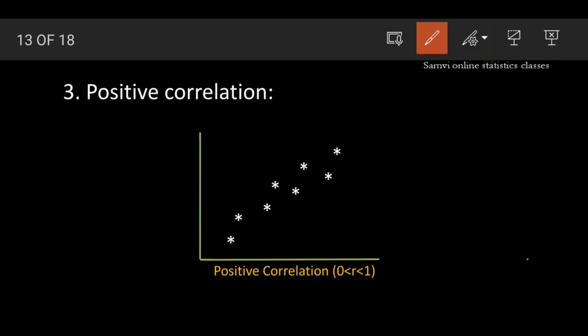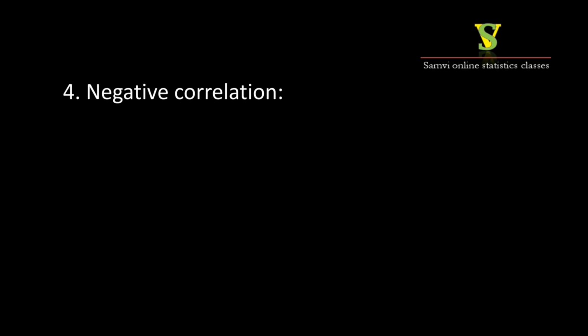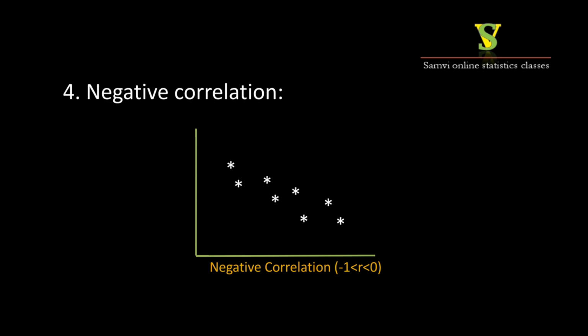Next is negative correlation. If I plotted the graph by referring to the x and y variables, and all the points show a decreasing slope but are not on the straight line, then we can say that it is a negative correlation.